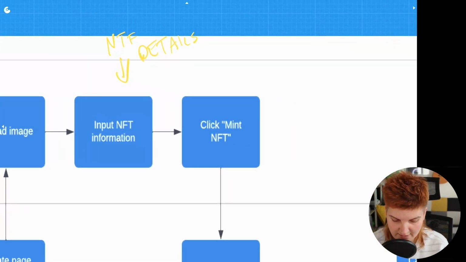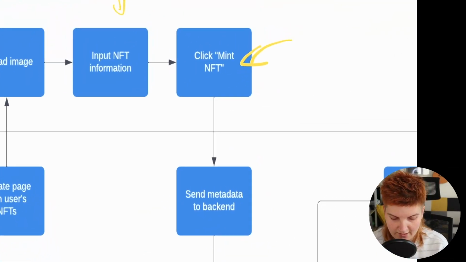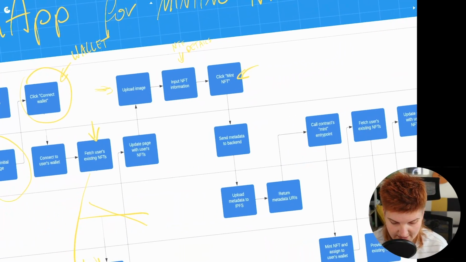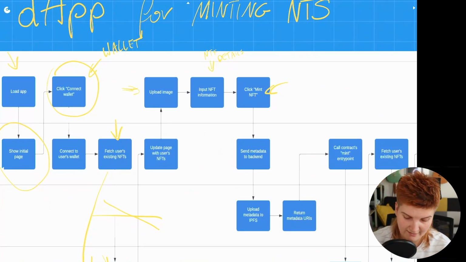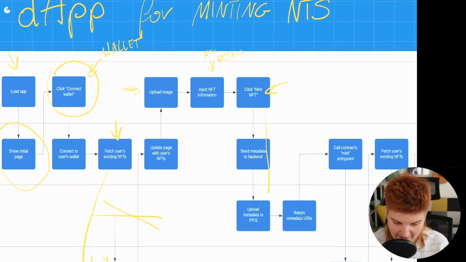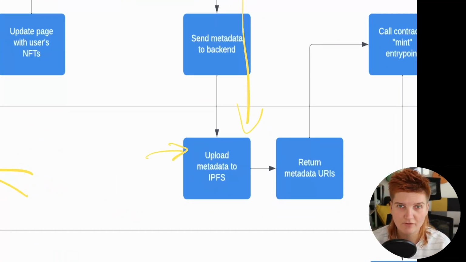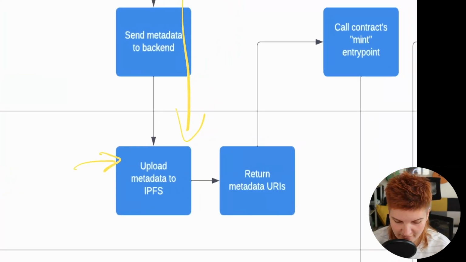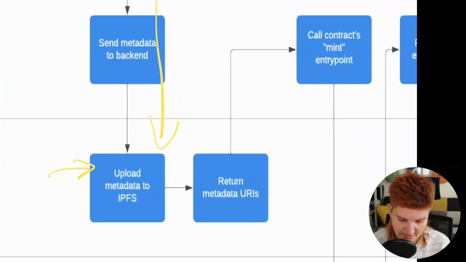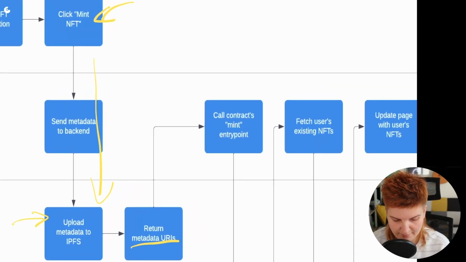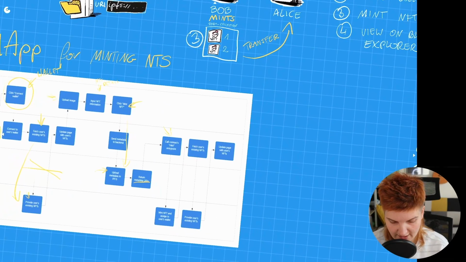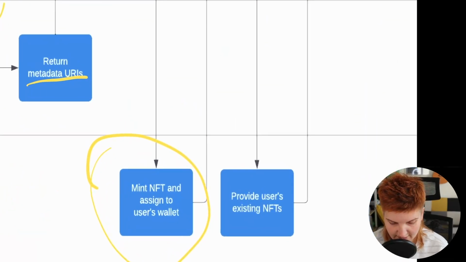Once we click the Mint NFT button, it's going to send some metadata to our backend. So we will have a little bit of a backend. The responsibility of the backend will be, first of all, uploading the metadata to our IPFS. We already know what IPFS is. If you don't know, go back to one of the videos from the previous series. Then return the metadata URI, and what the backend will do with the URI, we're going to call the contract's mint entry point. The smart contract does have the mint entry point.